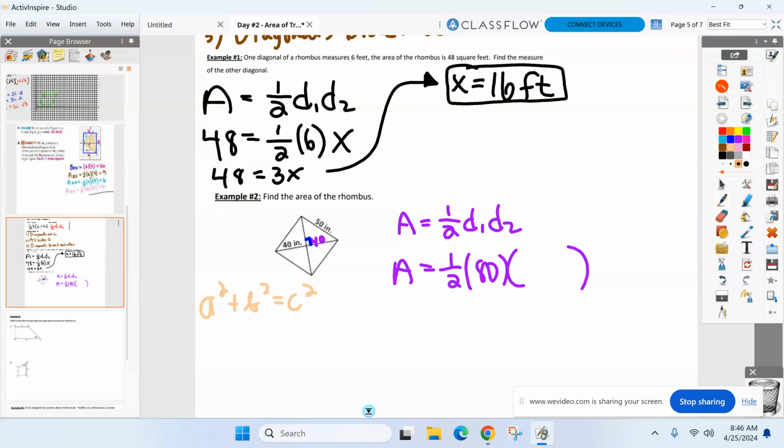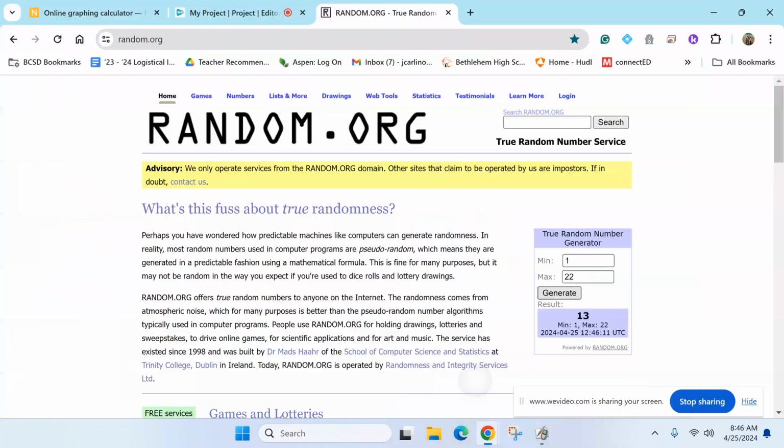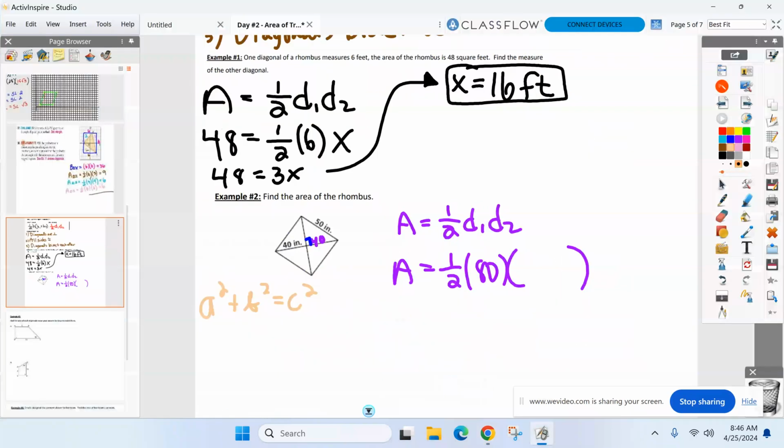Where's the 40 and the 50 going? Into Pythagorean theorem. Stellan, where's the 40 and the 50 going? 40's going where A would be. Yep. And what about the 50? Yep. That's the hypotenuse. Don't fall into the trap though here.